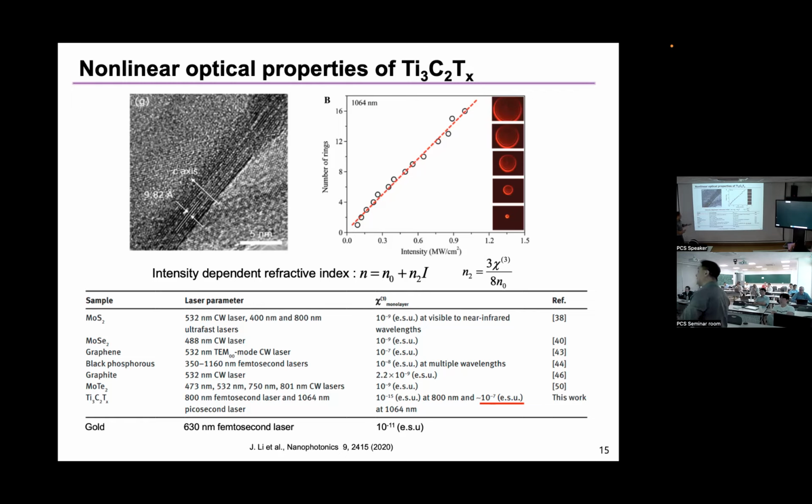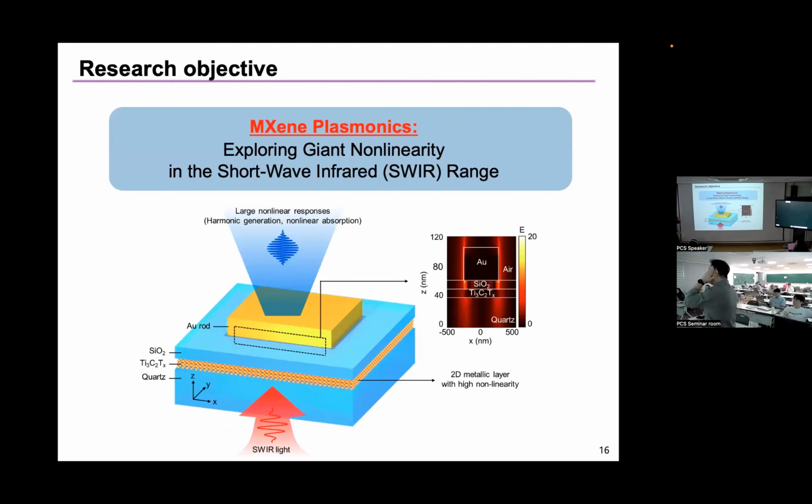And Ti3C2Tx has a very low electron band gap. This property makes the very large optical nonlinear coefficient of this structure. So we explored the giant nonlinearity of this MXene structure in the shortwave infrared region, the SWIR region. We explored that MXene can generate large nonlinear responses from this structure.